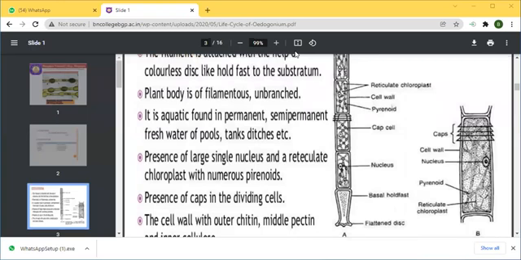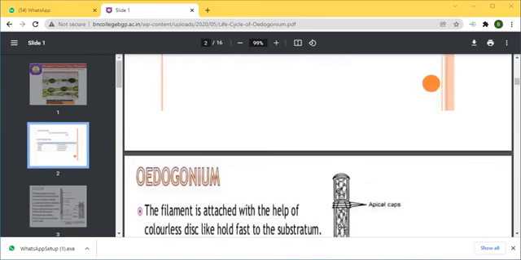Each and every cell has one nucleus, that is called a single nucleus. And what type of chloroplast is there? Reticulate chloroplast with numerous pyrenoids also present. Another one, this is the basal portion, where all of the cells are present. What else is important? Here you can observe the apical portion.